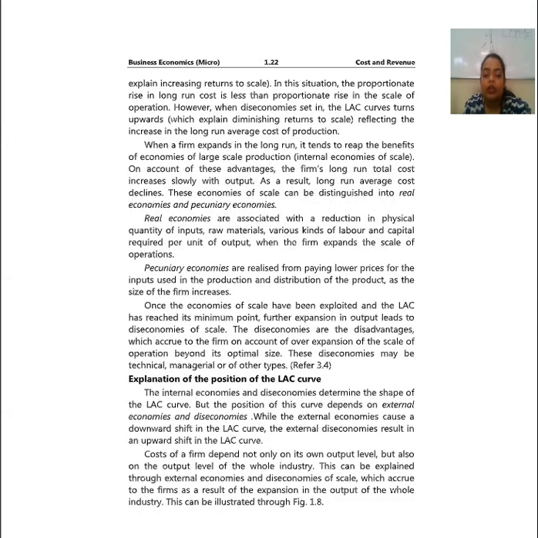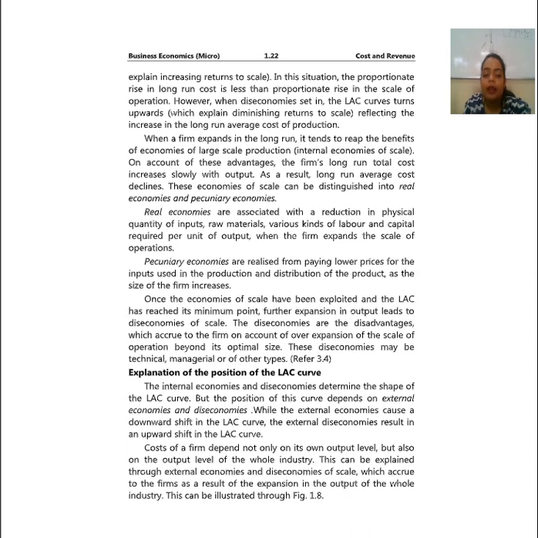Internal economies of scale. On account of these advantages, the firm's long run total cost increases slowly with output. As a result, long run average cost declines. These economies of scale can be distinguished into real economies and pecuniary economies.